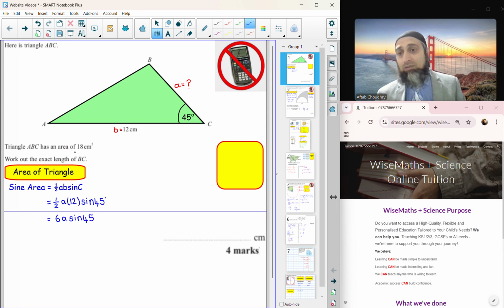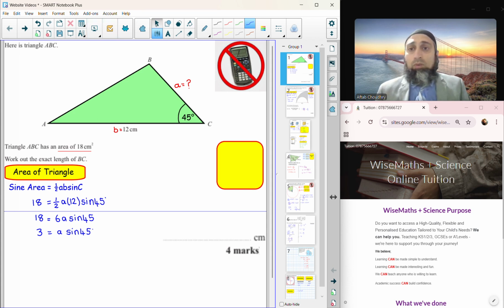Now they did tell us within the question that the area is 18 centimeters squared. So I'm going to update that: I'm going to write 18 over here, and we know 18 divided by 6 is equal to 3. On this side I've still got a lots of sine 45 degrees. Now this is a non-calculator, so let's have a look.